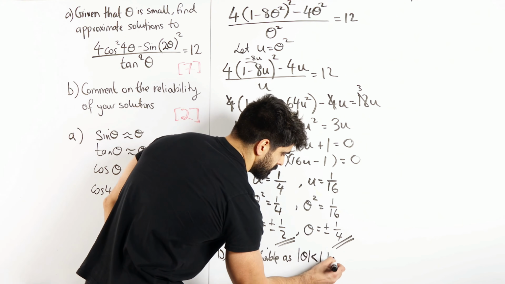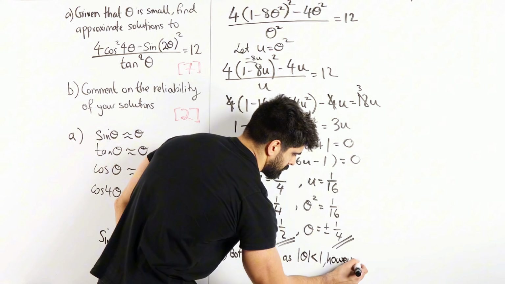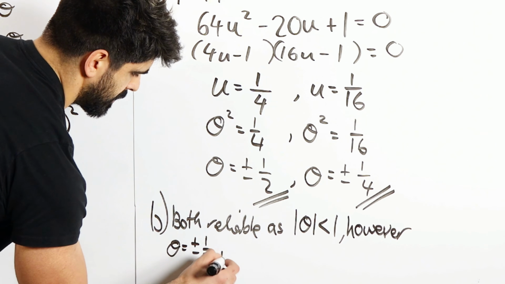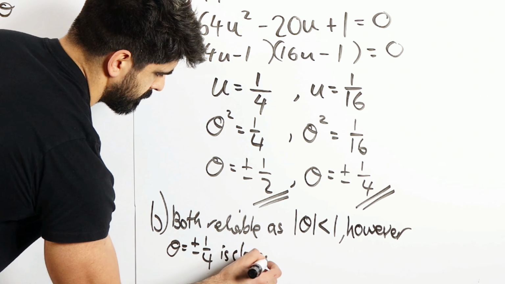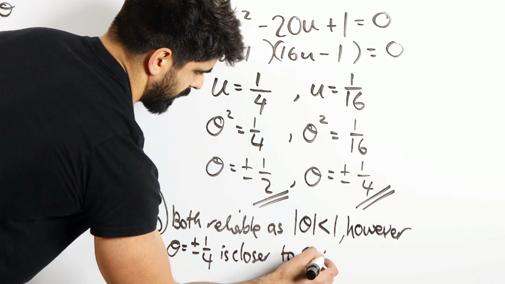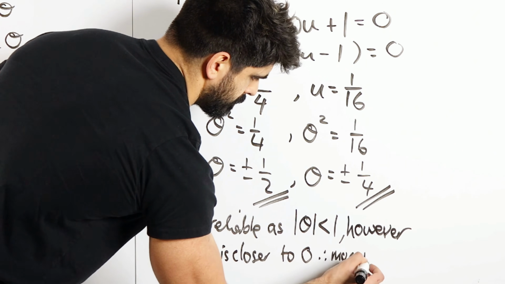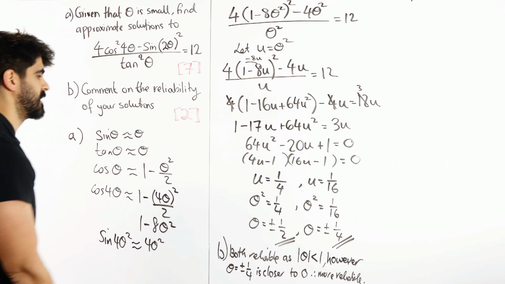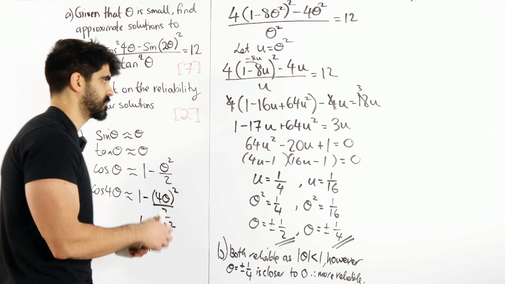However, theta is plus or minus 1/4 is closer to 0, therefore more reliable. So if possible, use those values instead of plus or minus a half. But they're both good solutions.